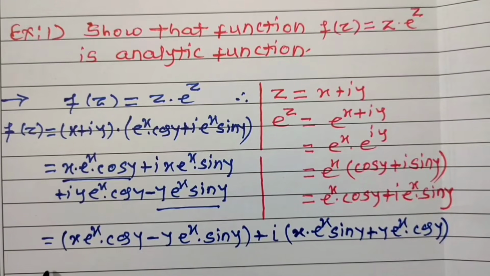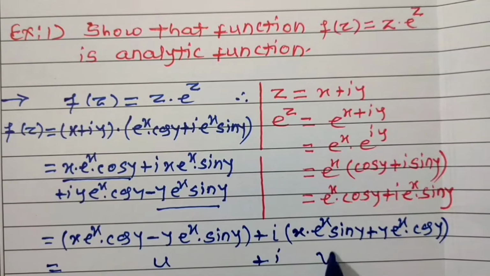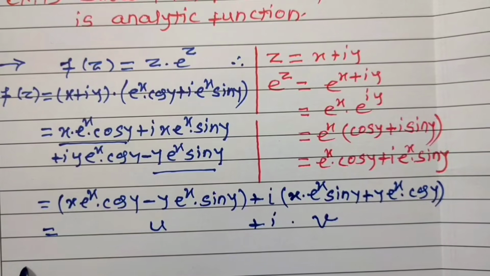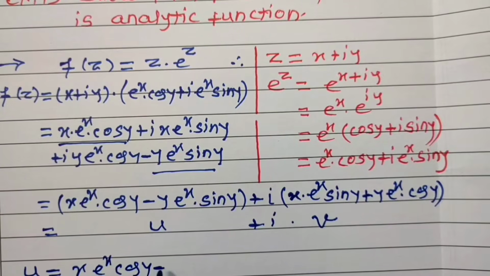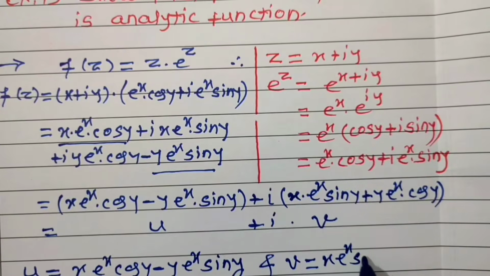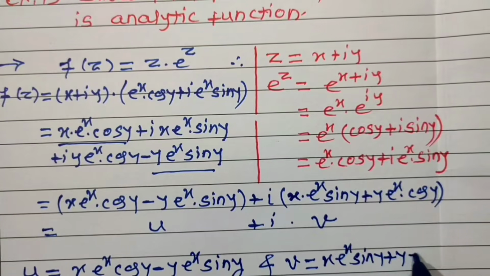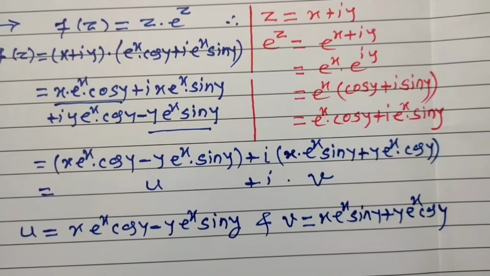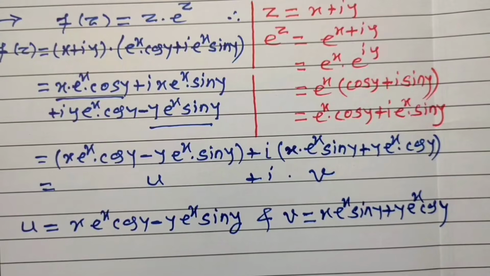So you can express f of z is equal to, we can write u plus i into v. Okay. Now comparing, u is equal to x into e to the power x cos y minus y into e to the power x sin y, and v is equal to x into e to the power x sin y plus y into e to the power x cos y. Okay. Now we have to find out partial derivatives of u and v with respect to x and with respect to y.